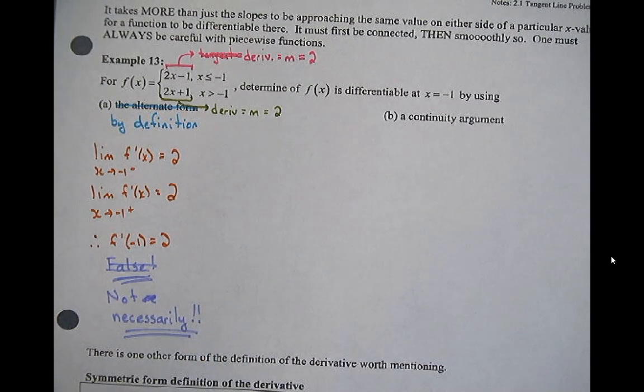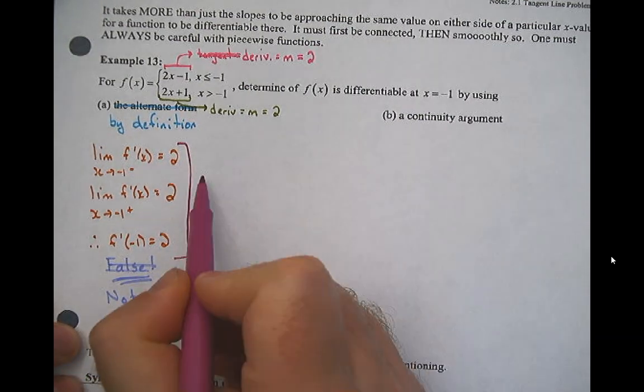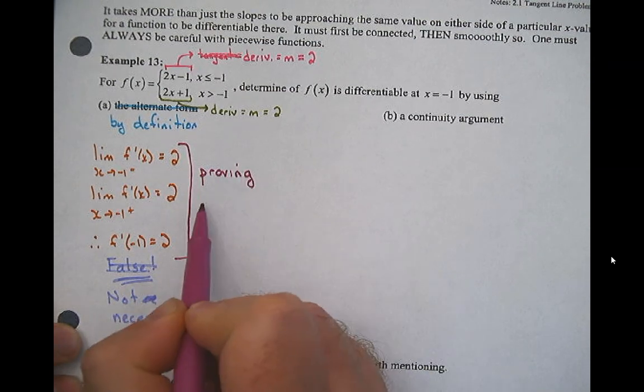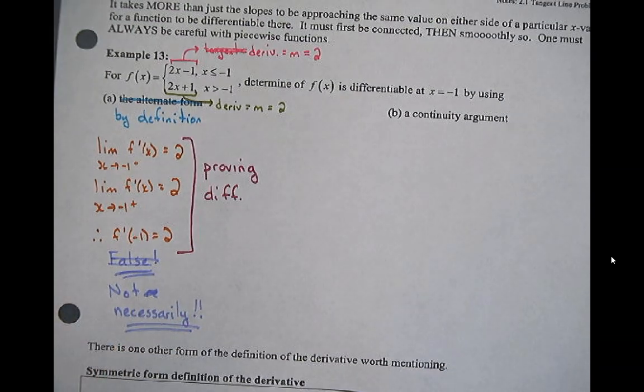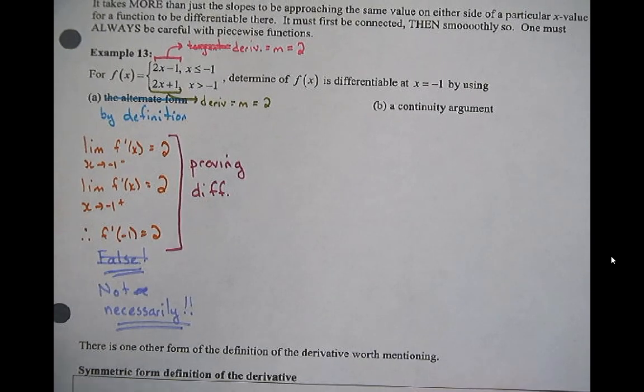So over here, this is what we call proving differentiability. I never want to write out that whole word. Proving differentiability is I look at the derivative from one side, I look at the derivative from the other side. If they're equal, you're proving that you're differentiable.